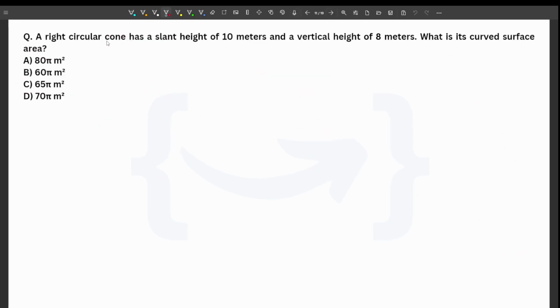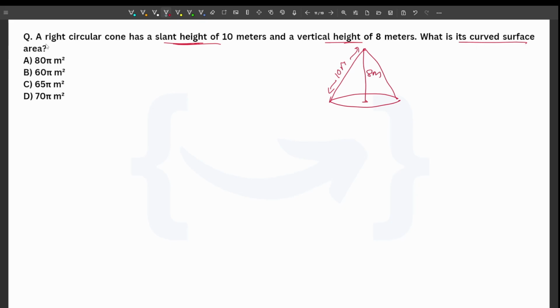Now another question. A right circular cone has a slant height of 10 meters. Right circular cone, so let me create a circular cone first. Okay, this is the circular cone. The height till here is what? It is 10 meters, a vertical height. Okay, it is the slant height. My bad. It is slant height as 10 meters and the height as 8 meters.